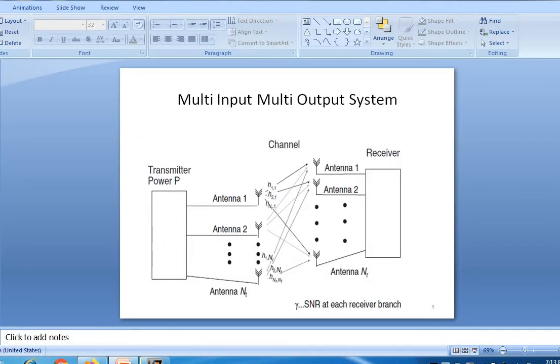This is the block diagram of the multi-input, multi-output system. Here there is a transmitter, and a number of antennas, that is 1 to NT antennas, have been connected to the transmitter. From each and every antenna, a number of signals are transmitted. They propagate in a channel, and these propagated signals are received by the antennas installed at the receiver portion. So at the receiver portion, the antennas present can receive more than one signal. This is the multi-input, multi-output system diagram.